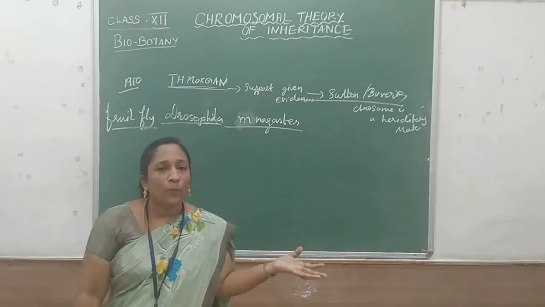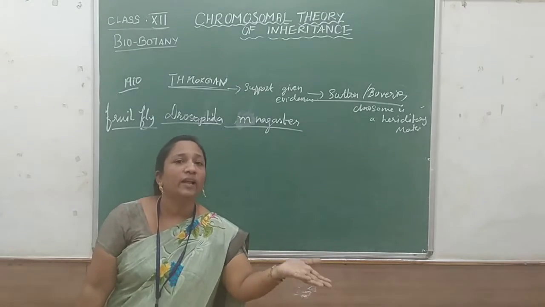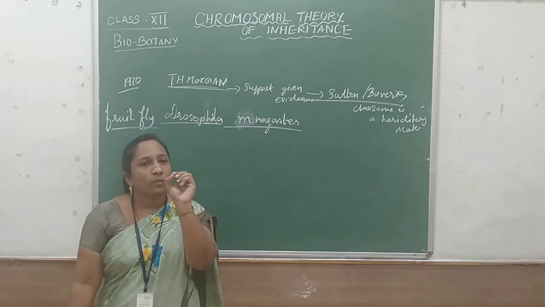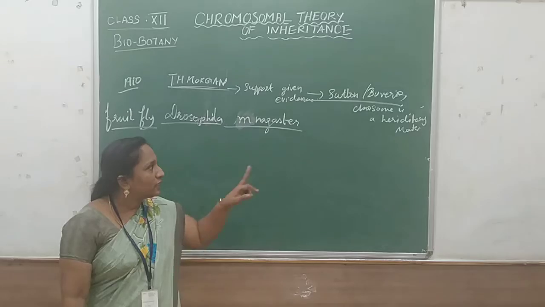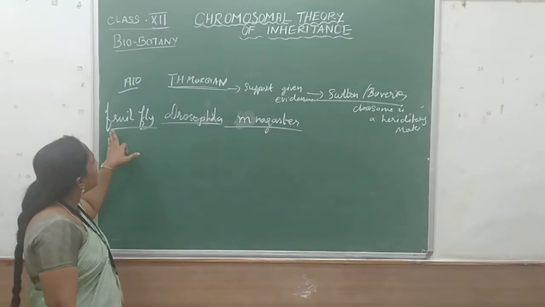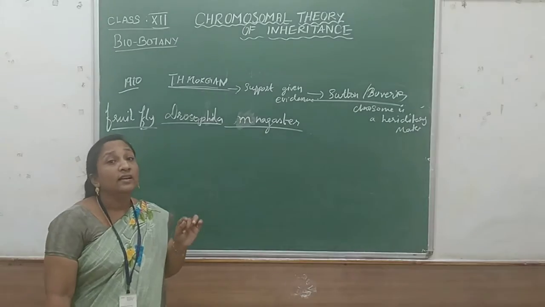If you keep your ripened fruits open, if you do not close them, automatically you can find some minute flies flying on the fruit. So that is called the fruit fly. He has chosen the fruit fly for proving this experiment, that DNA is a genetic material.